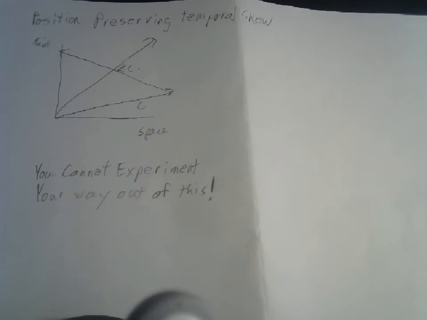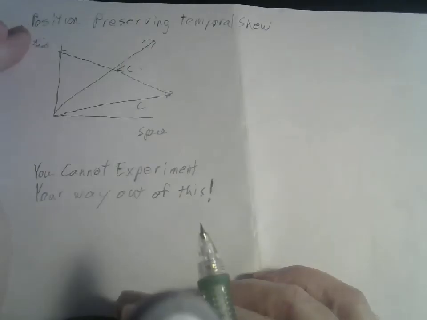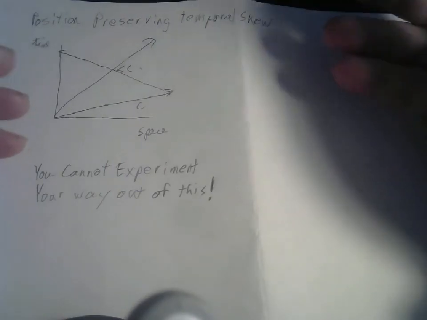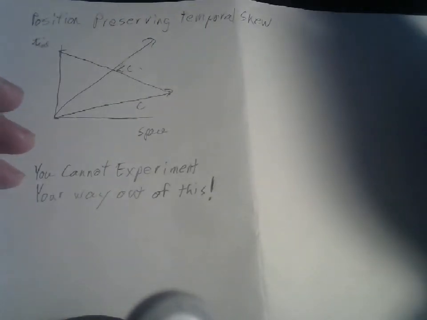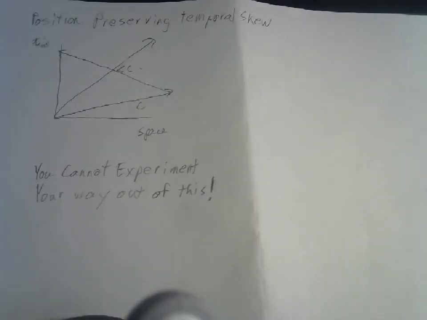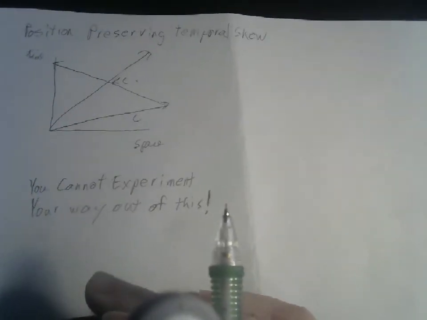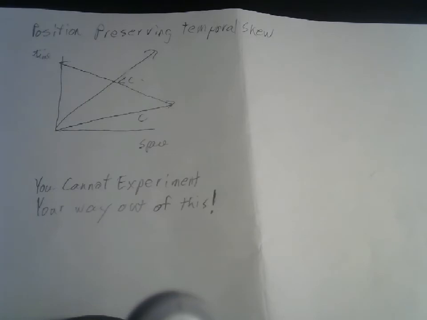So the problem is you can't experiment your way out of this, because that position-preserving temporal skew did not change anything about those events. All of the clocks read the same things. All of the events occurred relative to the clocks and rulers in the same place. No rulers changed, no clocks changed, no readings on any events changed, no forces changed. But you're changing two things at the same time.